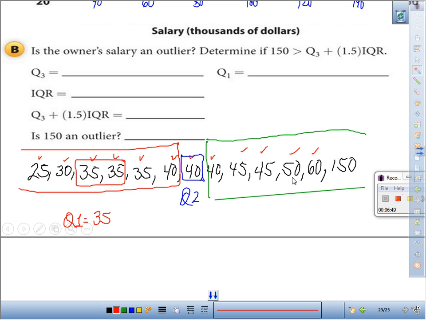So this next one, I don't want you to say out loud. I want you to keep it to yourself. Before we do that, go to your iPad, and I want you to write in there for Q1 35. There it is.